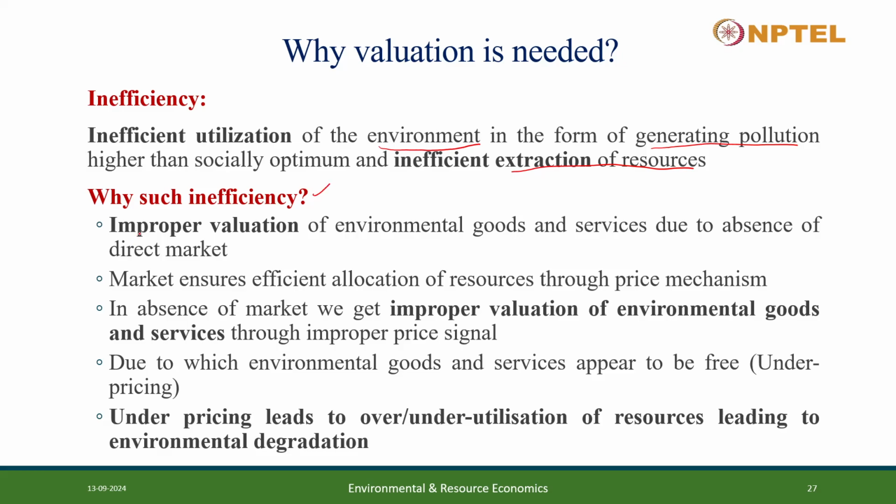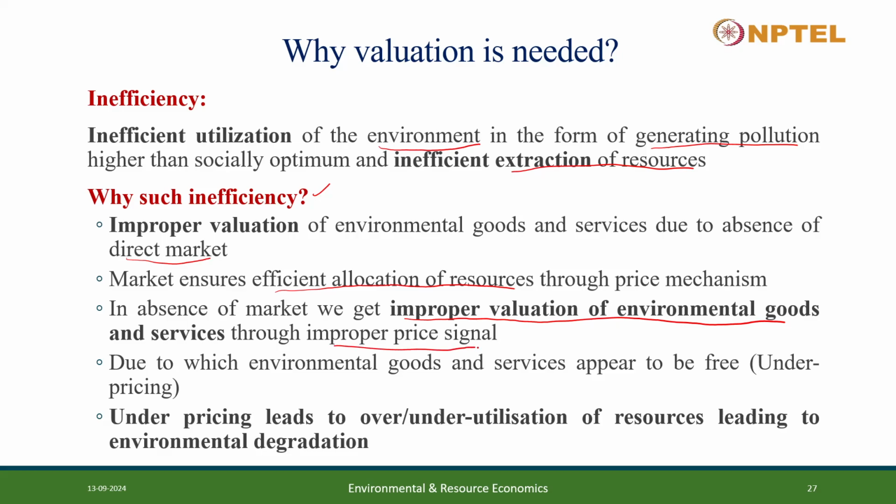So why is there inefficiency? There is inefficiency because of improper valuation of environmental goods and services due to absence of a direct market for these goods and services. If there is any direct market, then efficient allocation of resources will happen. However, for environmental goods such as air, clean water, or forest, there is no direct market, right? So in the absence of a market, we get improper valuation of environmental goods and services.